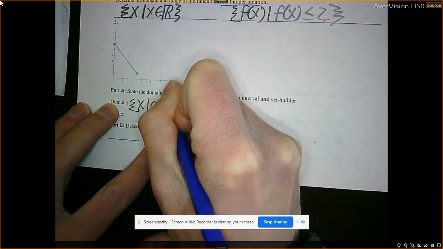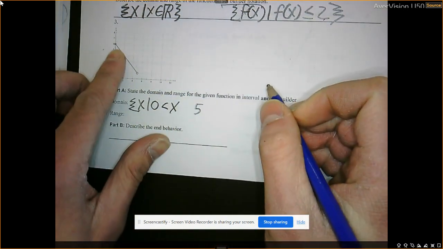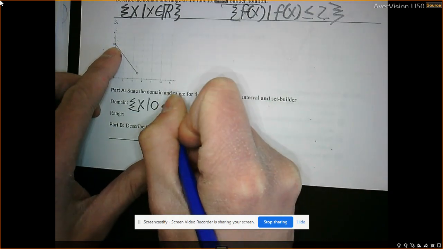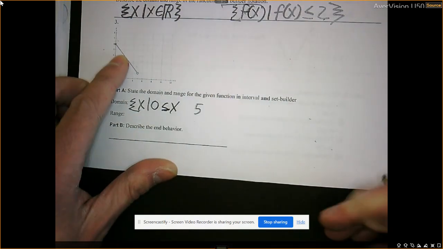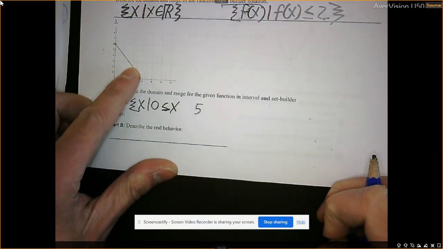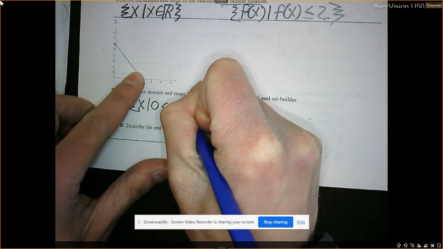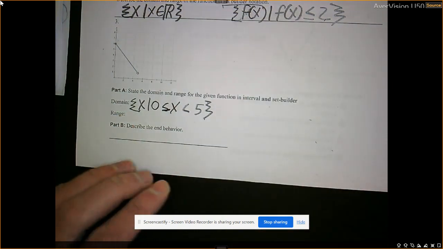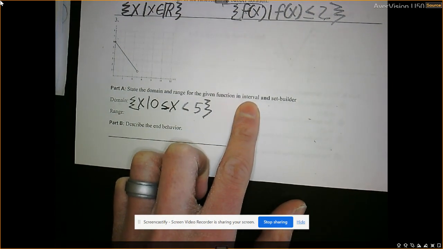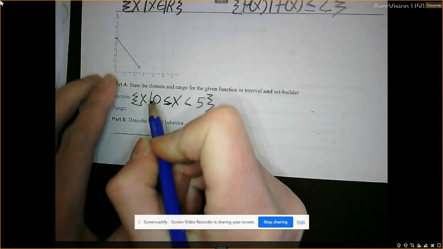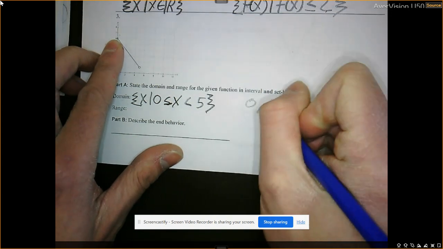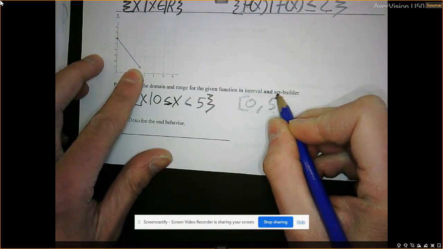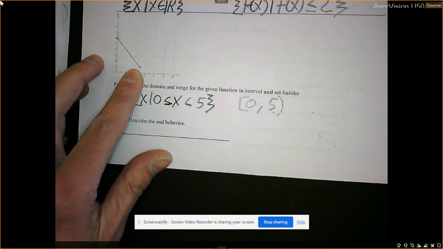So that means x is greater than 0. Does it contain 0? Since this is a filled in dot, that means yes, it can equal 0. Can it equal 5? That's an open dot, which means it does not contain 5. x is less than 5. Now if we're going to put that into interval notation, since it's asking for both, well, again, it contains the 0. So we have a bracket. Our other bound is 5. It does not contain the 5, so we have a parenthesis.